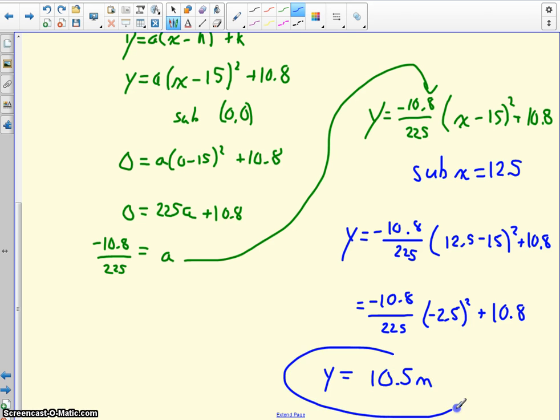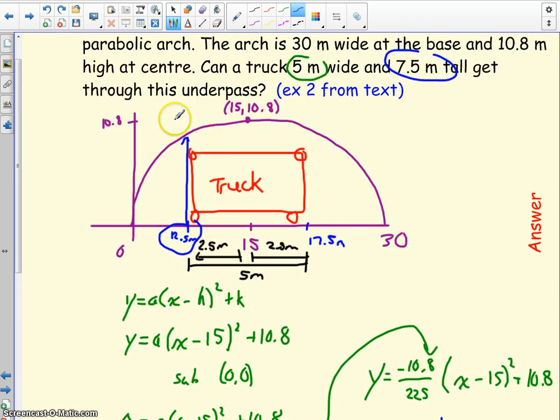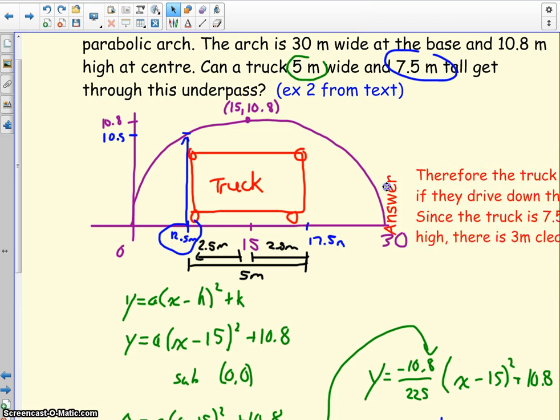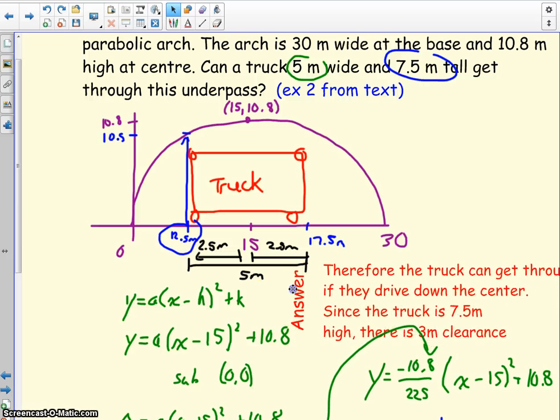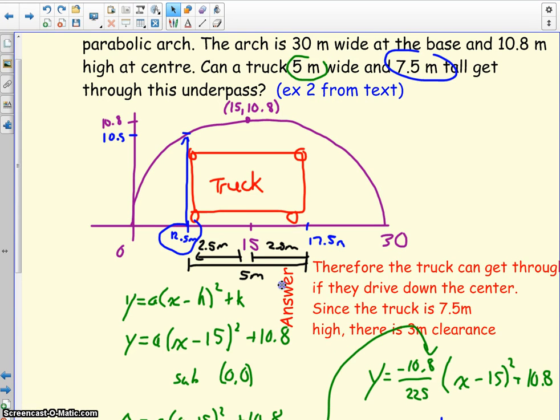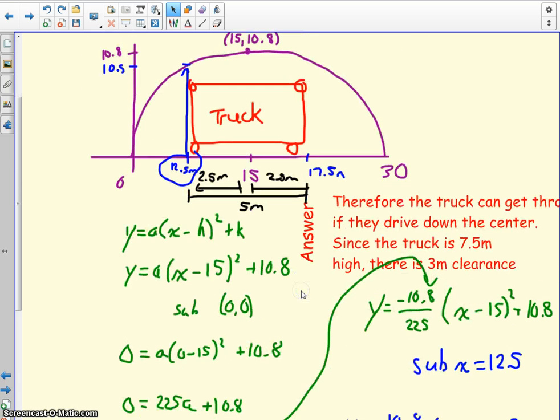Okay, let's think about what that means. Going back here, this says our arch is 10.5 meters tall here. Okay, the truck is 7.5 meters tall. So the arch is taller than the truck, so the truck will fit. Okay, that's really what we were looking for here. Was it safe for the truck to drive down there? And yes, if it drives down the center, there is going to be actually 3 meters of clearance. Truck's 7.5 meters high, archway is 10.5 meters high.